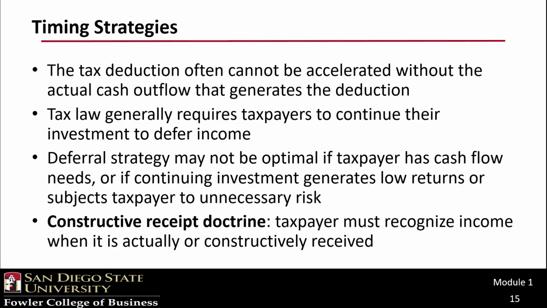There are a few limitations to the timing strategy. The first is, generally, a deduction is not available without a cash outflow. And so, basically, you've got to make sure you have the cash to make the payment. On the income side, to defer the income, you must somehow not close the transaction. By doing so, the taxpayer is going to remain at risk. For example, by not selling a stock, but then the price goes down. Lastly, the constructive receipt doctrine does not always permit a taxpayer to turn their back on income. And we're going to cover that more in Chapter 5 next week.